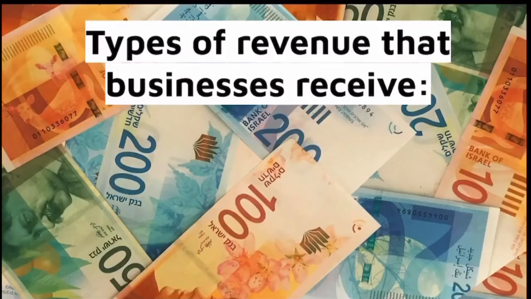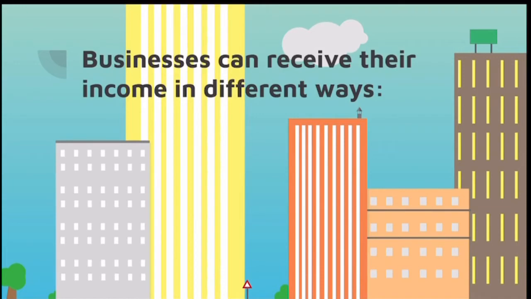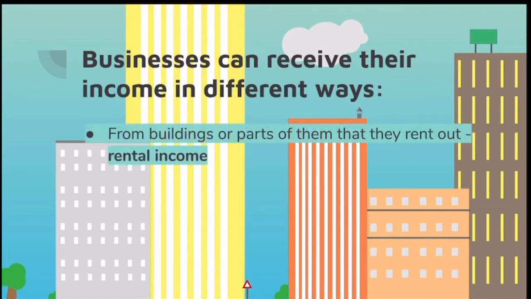So if we look at the income or the revenue that the business receives, the income refers to the money that a business receives. So it is all the money that is coming into the business. The business can receive the income in different ways. So the first thing we're going to look at is the rental income. So it is the buildings or the parts that they rent out to other people.